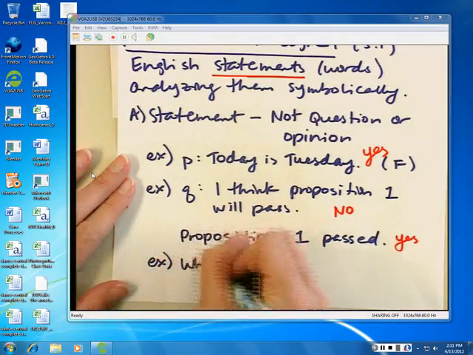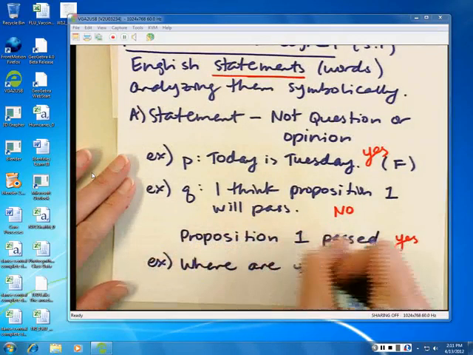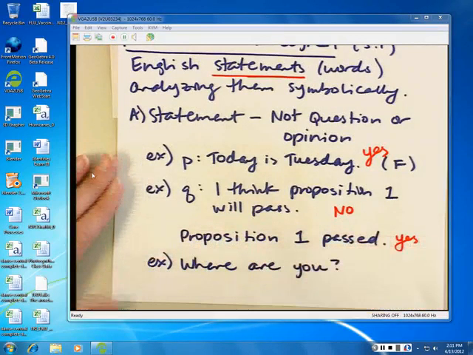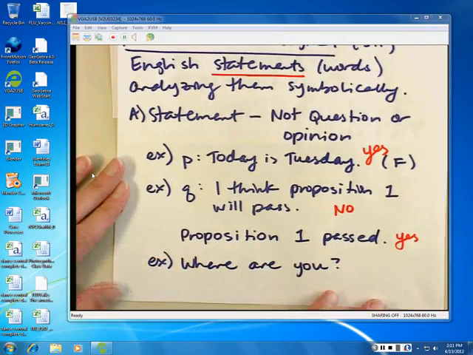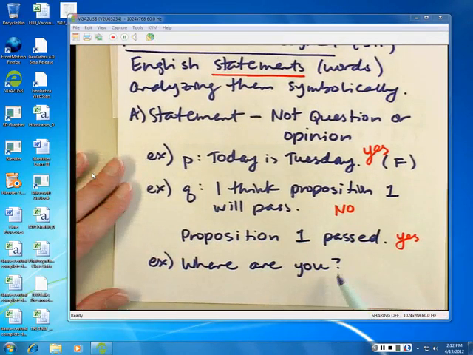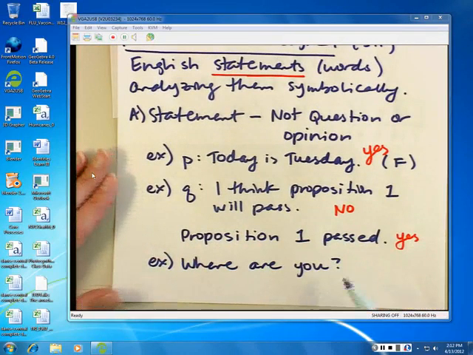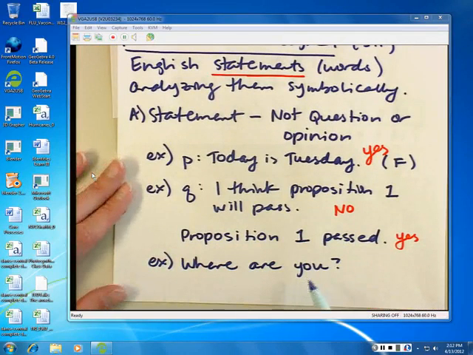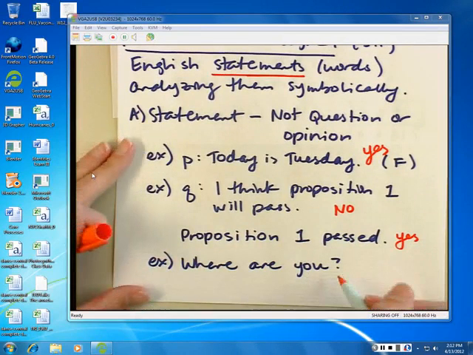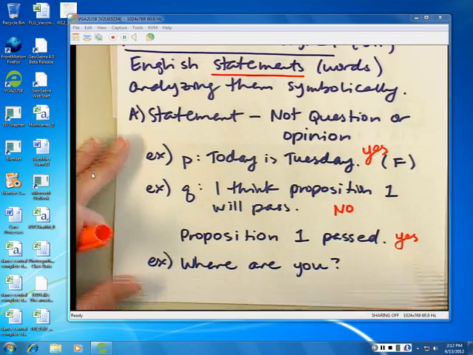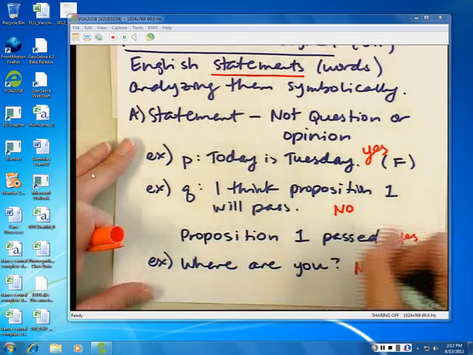Where are you? This doesn't have a truth value of true or false. Where are you has an answer. So I can say that I'm at Wenatchee Valley College right now. You might say that you are in your home in OMAC. So where are you is not a statement, it's a question. So it does have some kind of a value, but not a truth value. I can't answer this one true or false. So you have to be able to answer or respond to these as true or false. So this one is no.